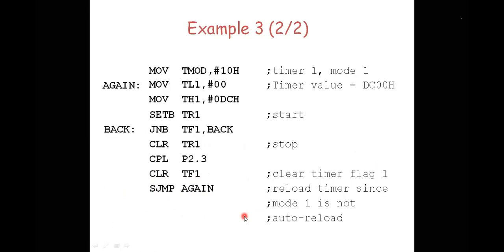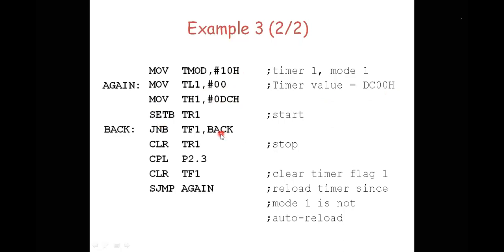After getting TH1 and TL1, you can write the program easily. Initialize the TMOD register, timer 1 in mode 2. Initialize TL1 with 00 and TH1 with DC. So you should give 0DC. Why? Because if you give D directly, the compiler will understand it as an alphabet. This is a hexadecimal number, so you have to precede it with a 0. So what is our timer value? DC00.